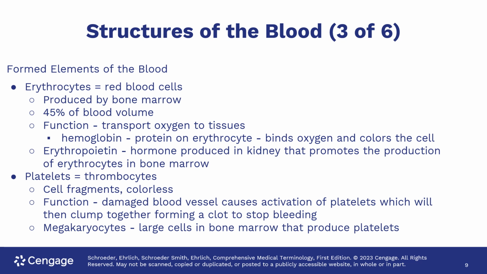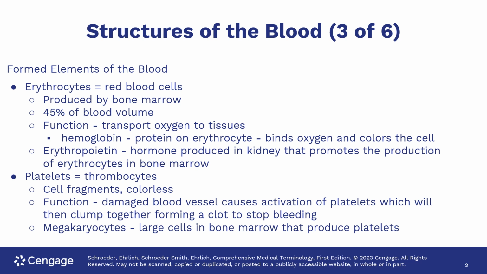Hemoglobin is a protein on the red blood cell that combines with oxygen to color the cells red. Erythropoietin is the hormone made in the kidney that promotes the production of red blood cells in the bone marrow.